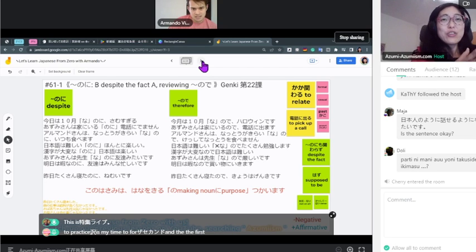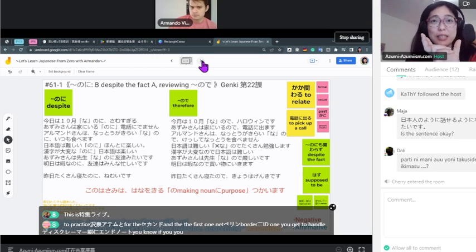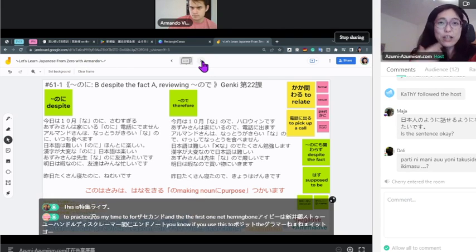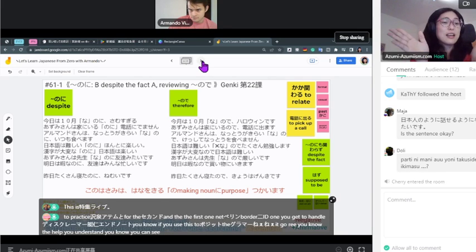Important. I really want you guys to handle this grammar, のに and ので. If you use these two opposite grammar points, that helps you to understand, you can see both sides, the opposite sides.